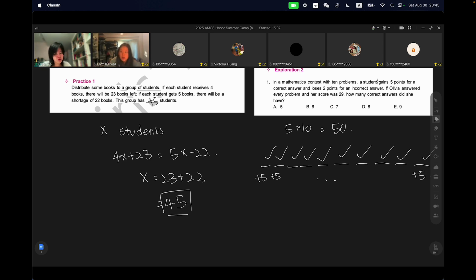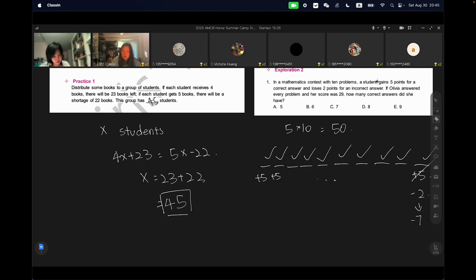So if she got one problem wrong, we have to subtract the 5 points that we gave her credit for and subtract the 2 points that she got for an incorrect answer. So in total, there would be minus 7 points. Are there any questions about this?